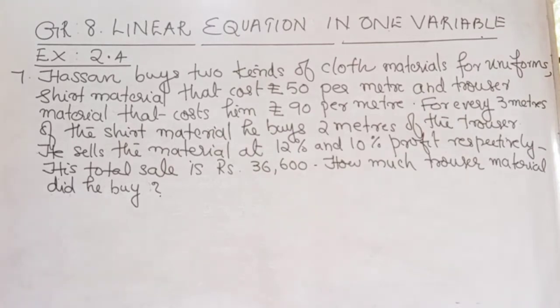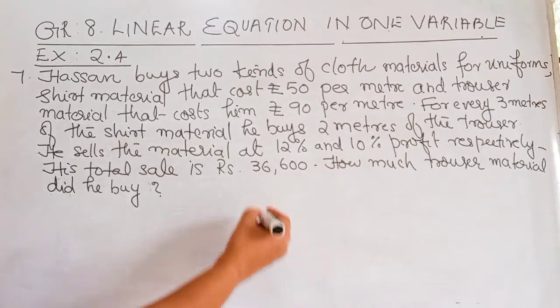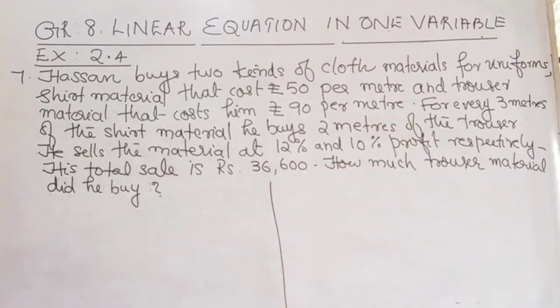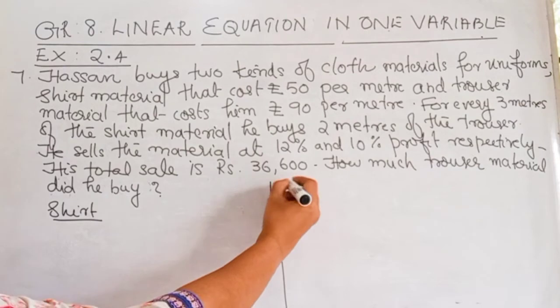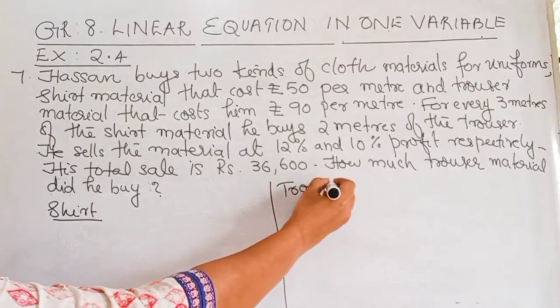That's a really interesting question. In this question, there are two items: one is shirt and the other is trouser. So we can take them as two different items. First, I'm considering shirt material and then trouser material.